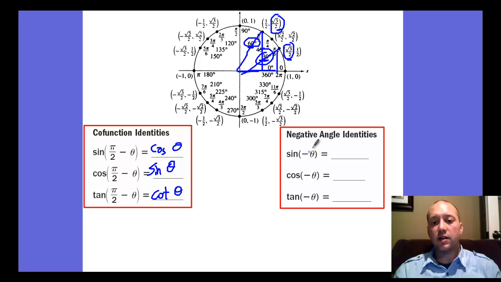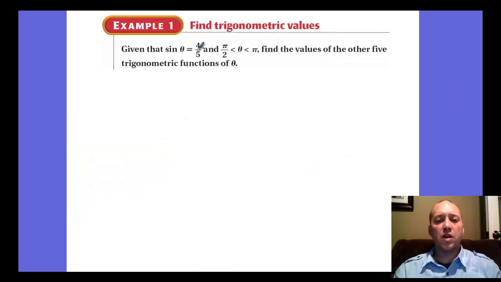The negative angle identities: sine of negative theta is equal to negative sine theta. Cosine of negative theta is equal to cosine theta. And then tangent of negative theta is equal to negative tangent theta. And that's where if you look at that negative angle, what's that equivalent to? Anything will have a negative value. It's because sine and tangent here are both based on the y value of sine, and that affects the tangent as well. So we can use those to help us find some values.